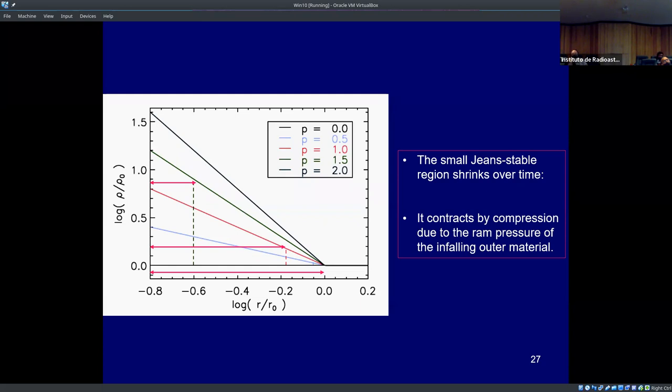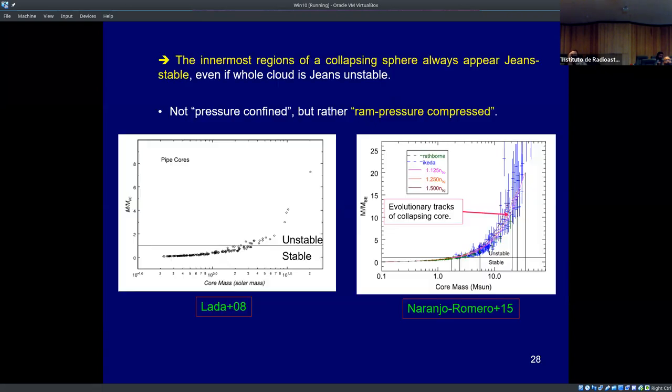So the whole region is contracting. It's contracting even though it's Jeans-stable. Why is it Jeans-stable? Because it's being crushed by, I never know whether it's crushed or crunched, but it's being compressed by the material falling onto it. And so that means that if the slope is shallower than -2, there's always a region that appears Jeans-stable, even if the entire cloud is Jeans-unstable. And so we like to say that the region is not pressure confined, but rather ram-pressure compressed.